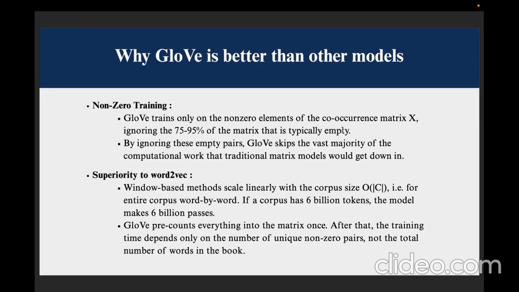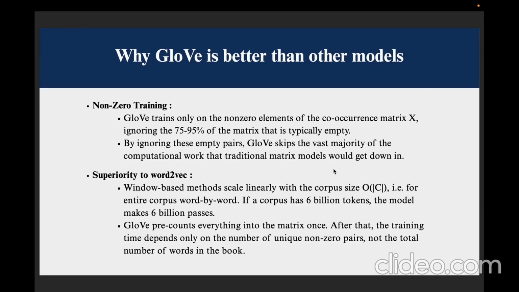Hence, the matrix is majorly empty, and our model GloVe ignores these empty cells and focuses on the filled cells. By ignoring these empty cells, GloVe skips the vast majority of the computational work that traditional matrix models would get into. Superiority to Word2Vec.